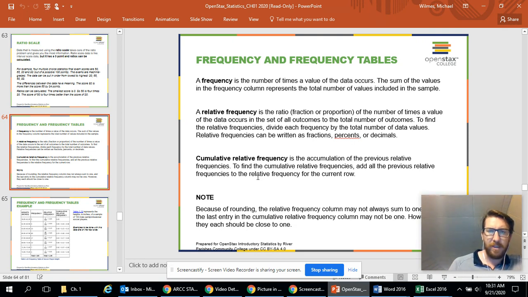Here they just have a quick note: the cumulative relative frequency may not be 1, just because there might be a little bit of a rounding issue along the way. We'll talk a little more about that in a moment.